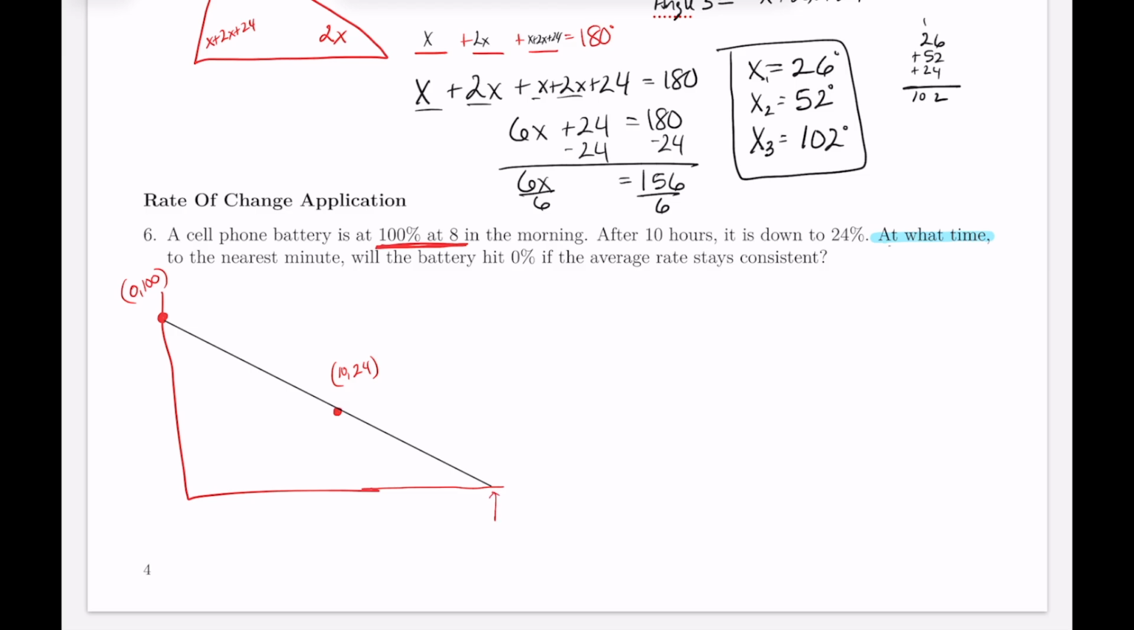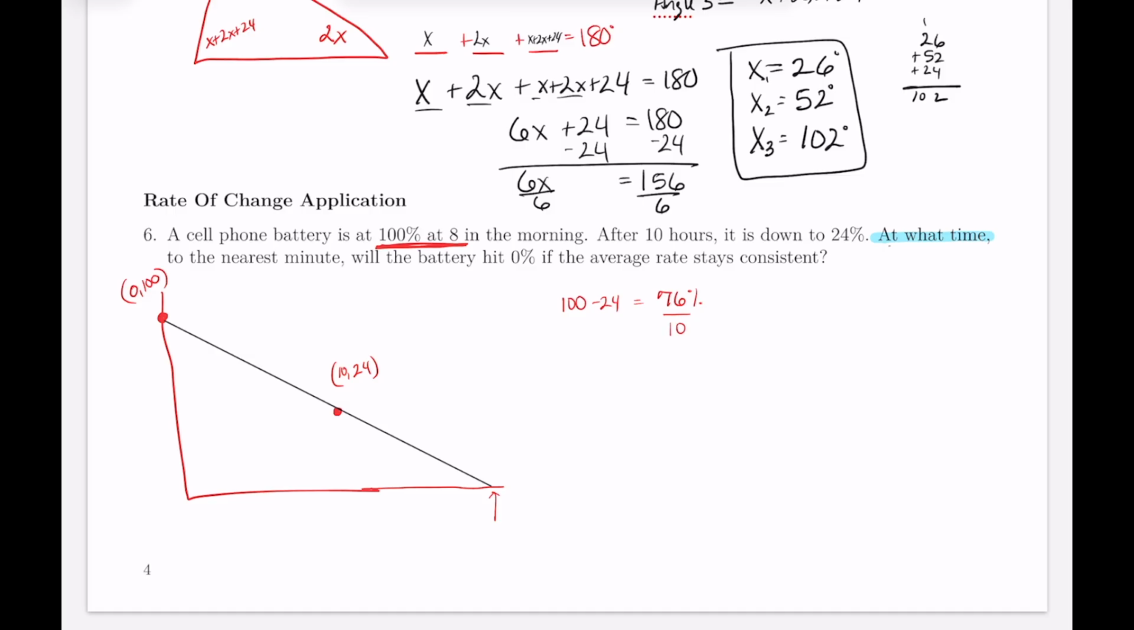Okay. So let's figure out how much of the battery drains each hour. What happens here is this goes from 100% down to 24%. So 100 minus 24 is 76%. The battery changes by 76 percentage points over the course of the day. And that's over 10 hours.